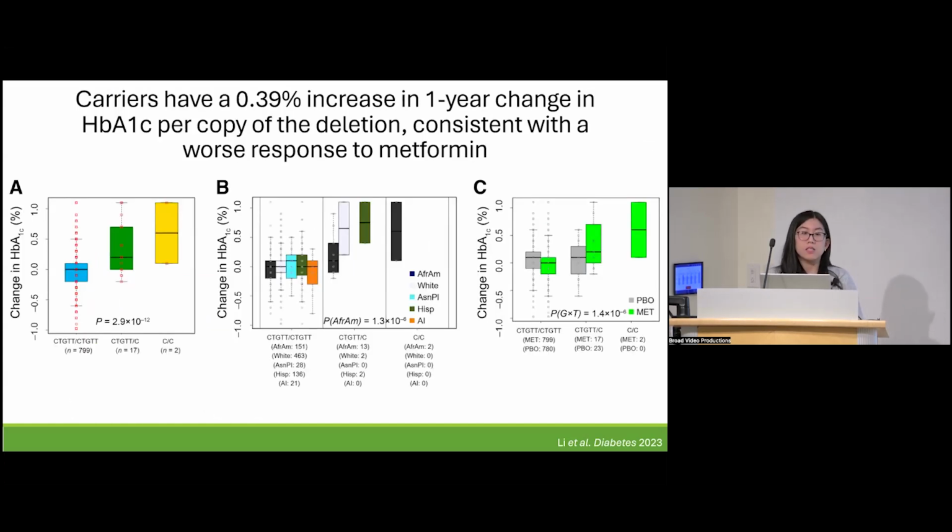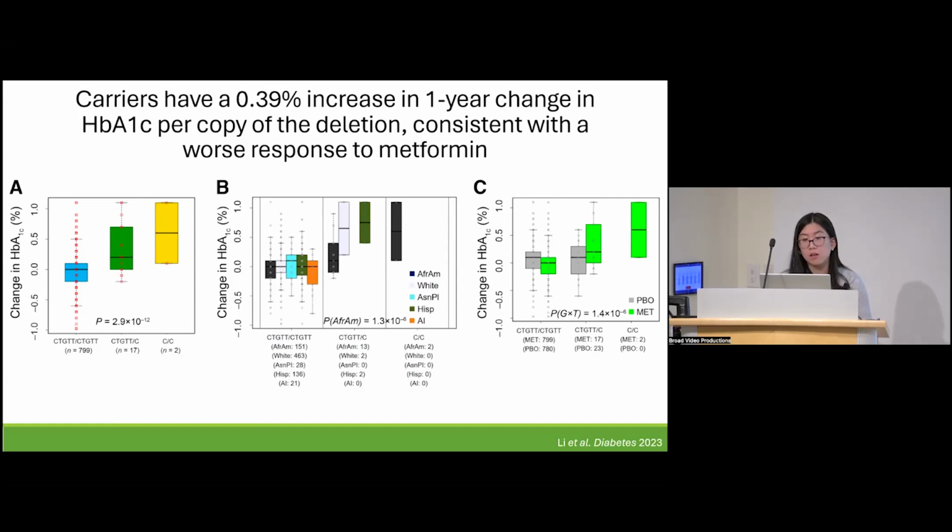In the study, carriers who had this variant had a 0.4% increase in 1-year change in hemoglobin A1C per copy of this deletion, which is consistent with a worse response to metformin. Here we can see by genotype that the change in A1C increases with each copy. We also looked at the allele frequencies in this diverse population, and most of the effect was driven by African ancestry individuals, highlighting that this is a variant that might have an impact on this specific population.